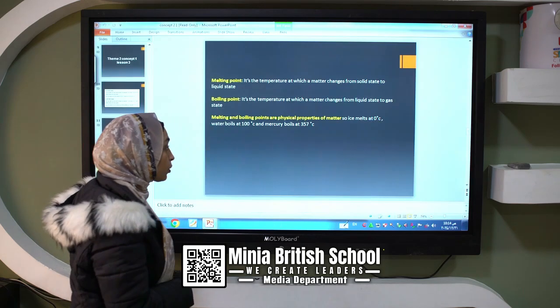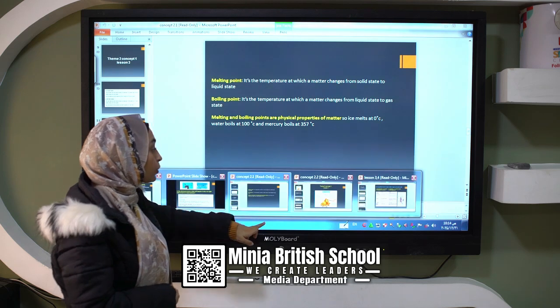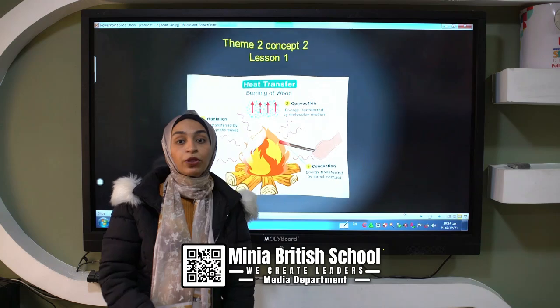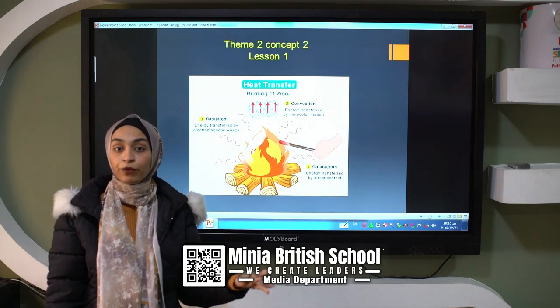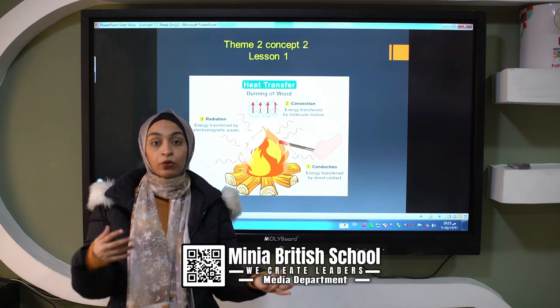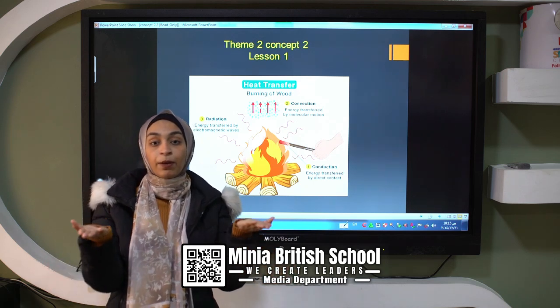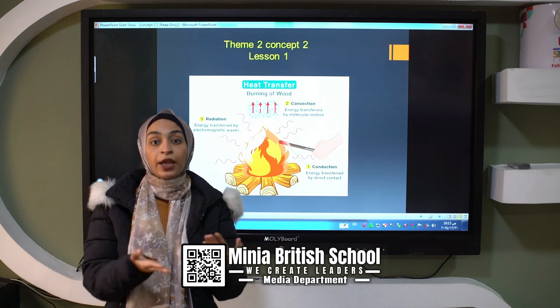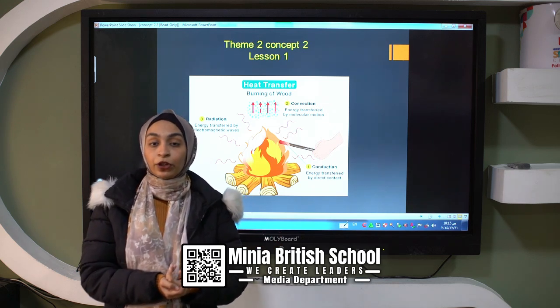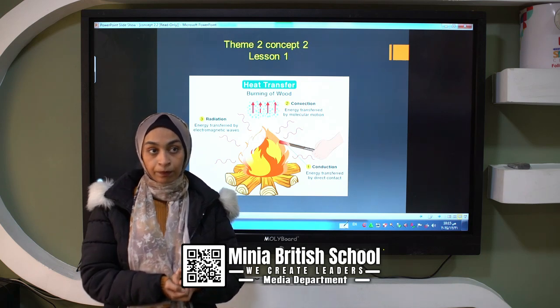What about the last concept? The last concept also talks about thermal energy. We started this concept with thermal energy as a form of energy that is transferred from the hot object to the cool object until they become equal in their temperature, and if they reach the same temperature, thermal equilibrium will happen.